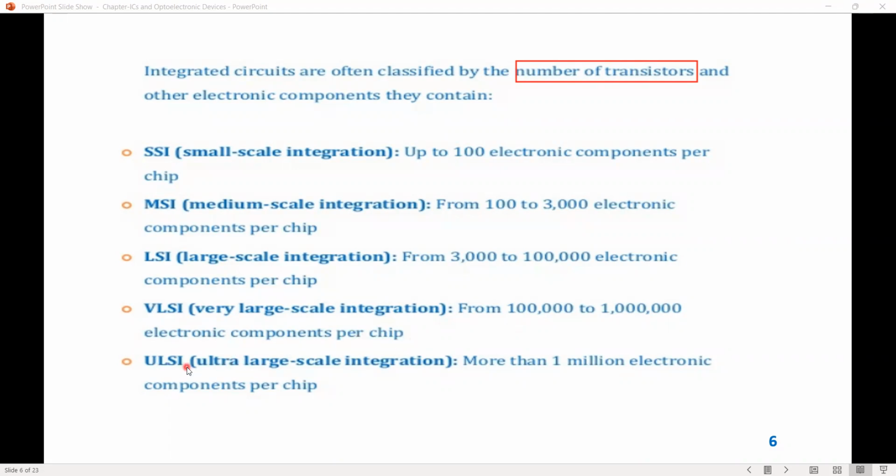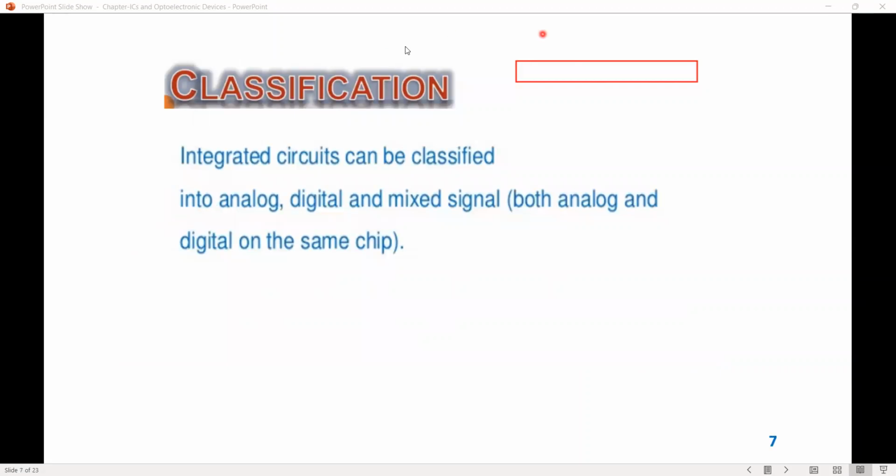ULSI still continues. Ultra large scale integration. More than 1 million electronic components per chip could be designed in ULSI, like billions and all. So this is the integration and the classification of technology: SSI, MSI, LSI, VLSI, and ULSI. So integrated circuits can be classified into broad categories like that.